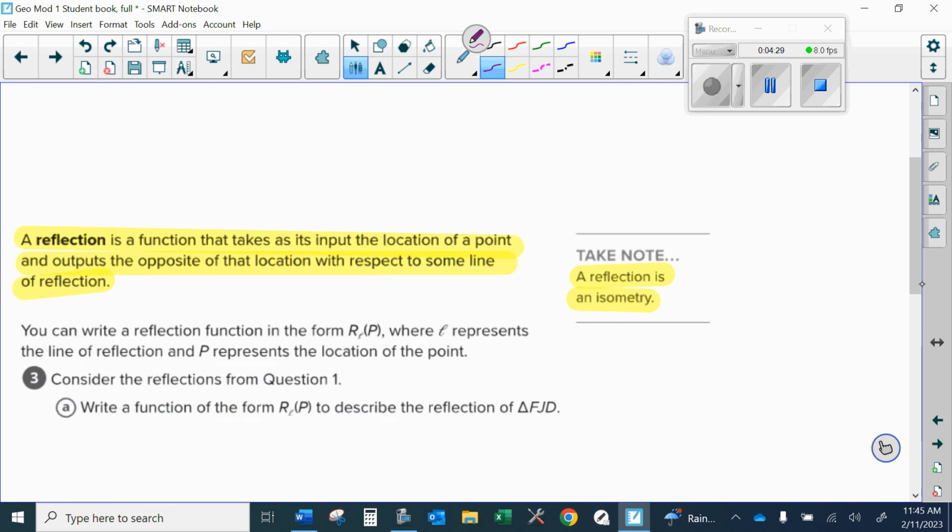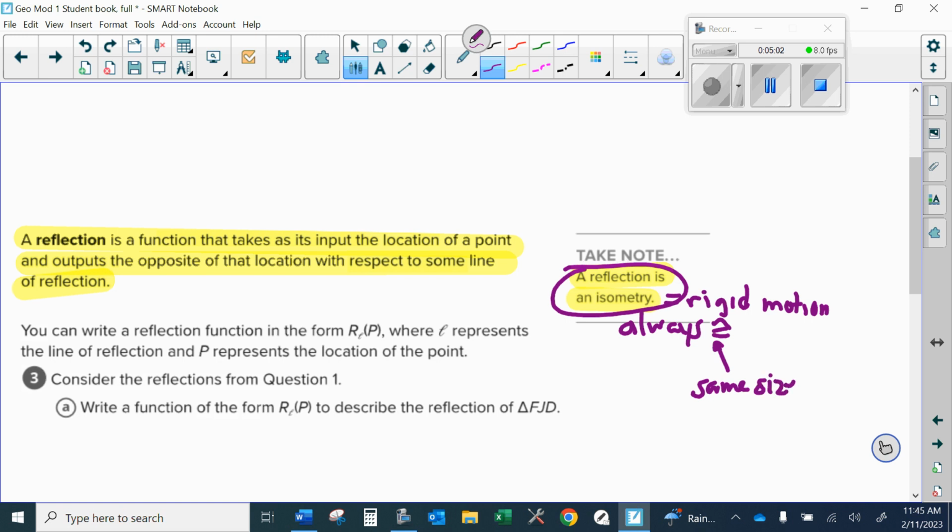Okay, a reflection is a function that takes its input, which is the pre-image, the location of a point, and outputs the opposite of that location with respect to some line of reflection. A reflection is an isometry. Remember, we just went over it. Another word for isometry is rigid motion. Got to have that down. And always congruent. And what does congruent mean? Same size and shape. Okay, you should have this memorized by now.